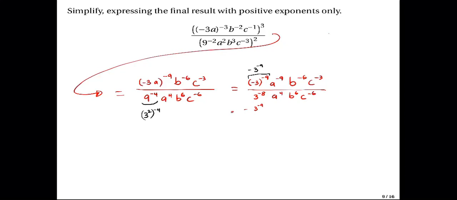So we have 3 raised to negative 8 in here. If we bring it to the numerator, we'll have 3 raised to positive 8. And then we have a raised to negative 9. We bring this to the numerator, we'll have a raised to negative 4. Then we have b raised to negative 6. For this guy here, if we bring it to the numerator, again, it's b raised to negative 6. And then we have c raised to negative 3. This, if we bring to the numerator, becomes c raised to positive 6.